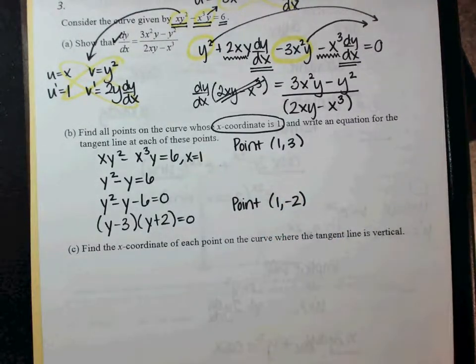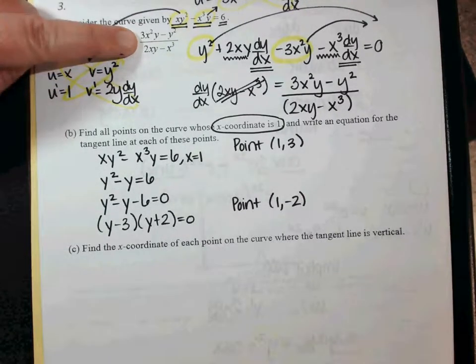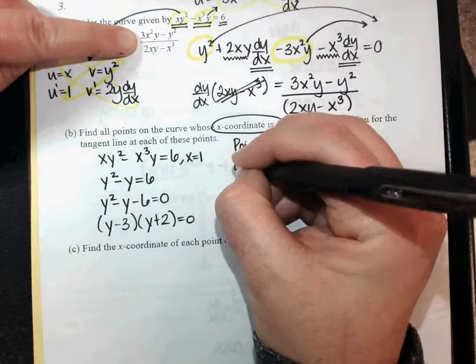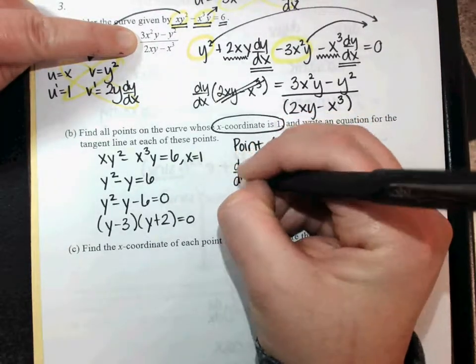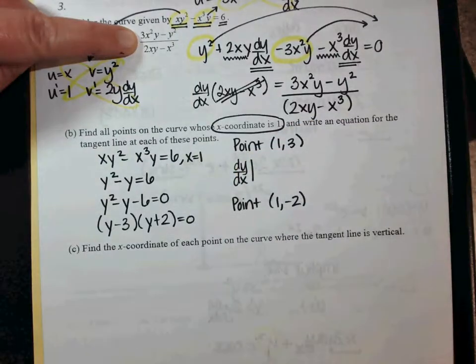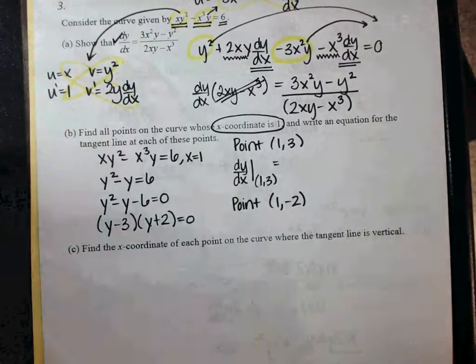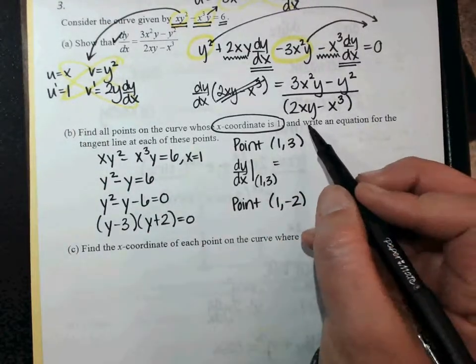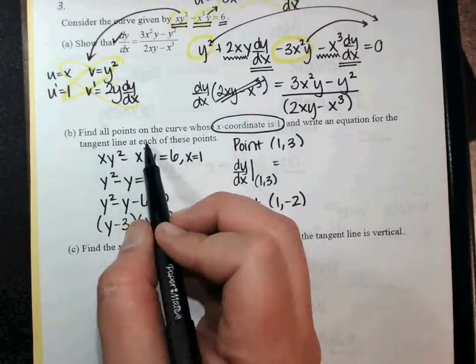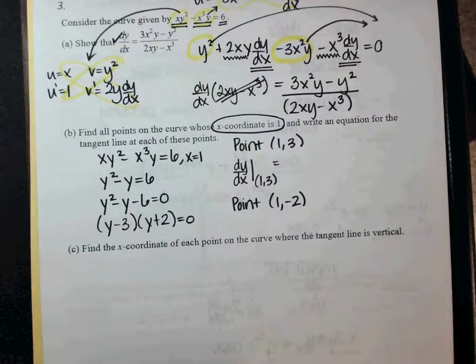Now, how am I going to find the slopes that go with those points? You're going to plug in the numbers right up here into the slope. So let's say I'm doing (1, 3). Since this is a free response, we're going to put dy/dx at, and then put your line and your (1, 3). Note it because it says write an equation for the tangent line at each of these points. So we're going to have to do 2 tangent lines.